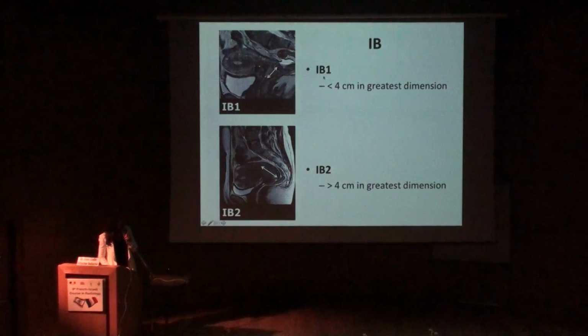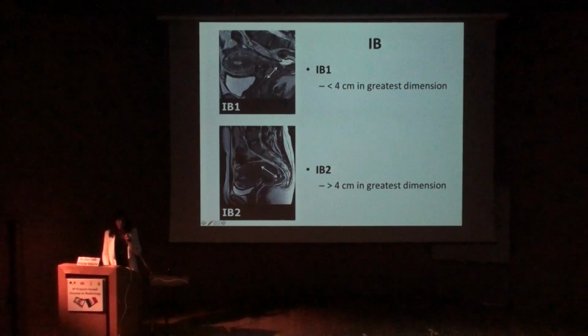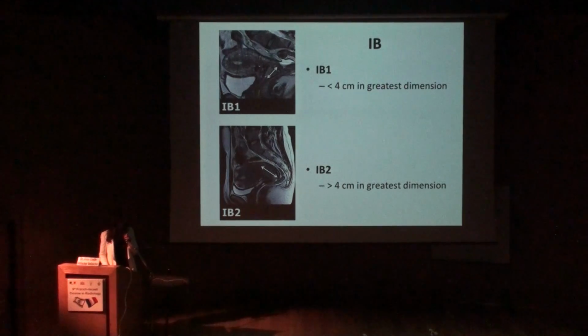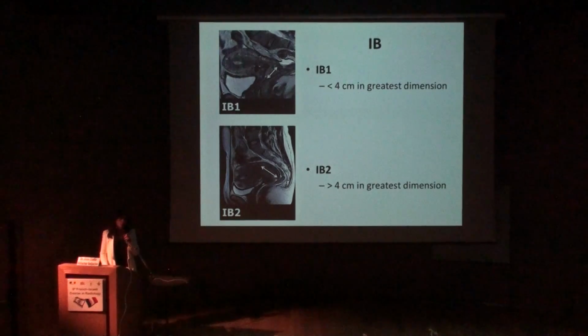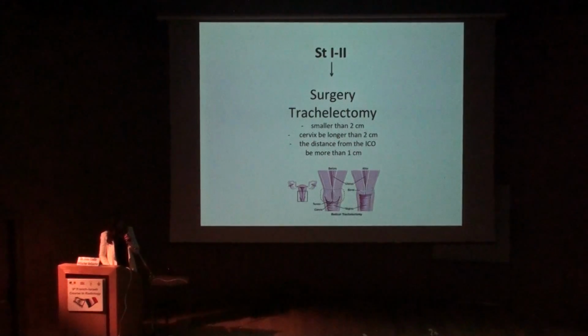For example, you have a lesion here which is less than 4 centimeters and here superior to 4 centimeters. It is important because if it is superior to 4 centimeters, it will be necessary to perform neoadjuvant therapy. You can have a conservative treatment if the lesion is smaller than 2 cm, and you can perform a simple trachelectomy where you keep the corpus of the uterus and just remove the cervix.